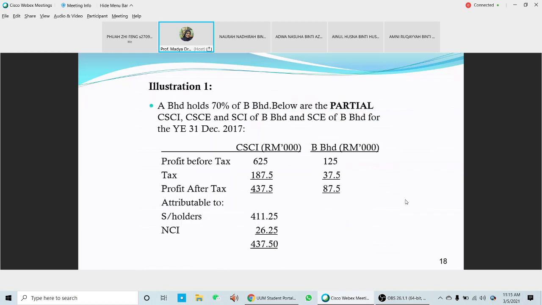Okay, for examples here, these are partial statements for A and B, and then the statements of comprehensive income for A and B. So you have profit before tax. Here is the thing that we need to focus on: you have a profit before tax, and then these are the segments of comprehensive income for A and B. B is a subsidiary here. Profit after tax, shareholders attributable to the NCI.